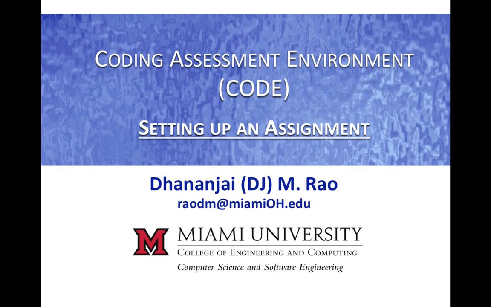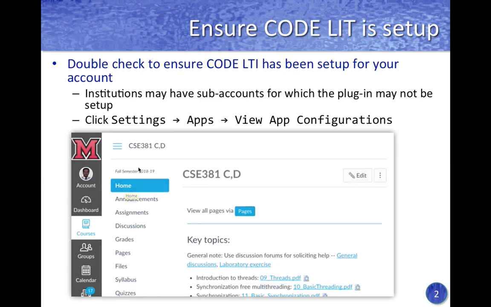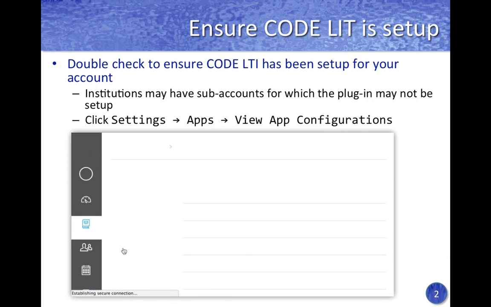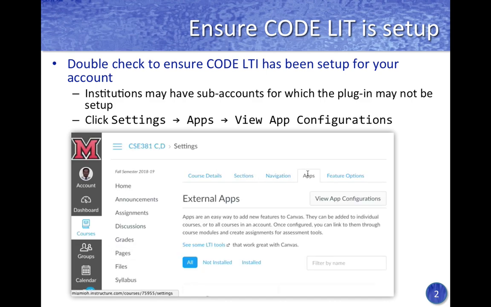This video demonstrates the process of setting up a homework assignment via the Code plugin on Canvas. Prior to working with Code, it's a good idea to ensure that it is set up by navigating to the settings on the course, selecting the Apps tab, and viewing the app configurations.